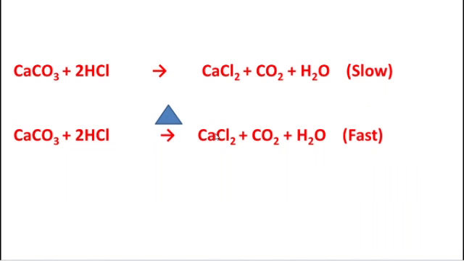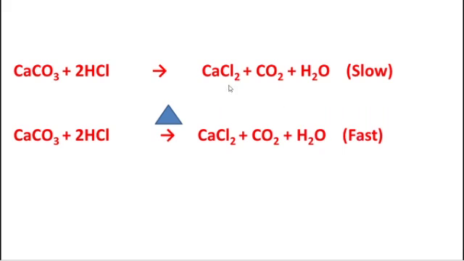Example, calcium carbonate, CaCO3, reacted with 2HCl. In the first and second reaction, the reactants are also the same: calcium carbonate, hydrochloric acid. The two reactants are the same, but one is a slow reaction and the other one is a fast reaction.